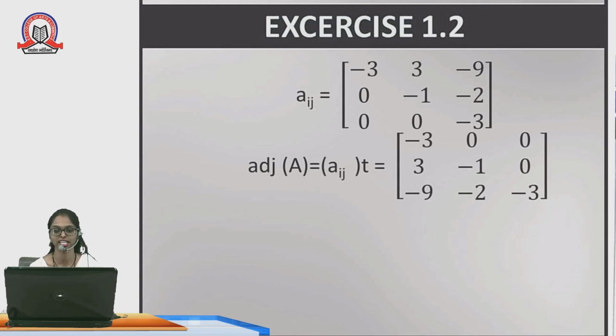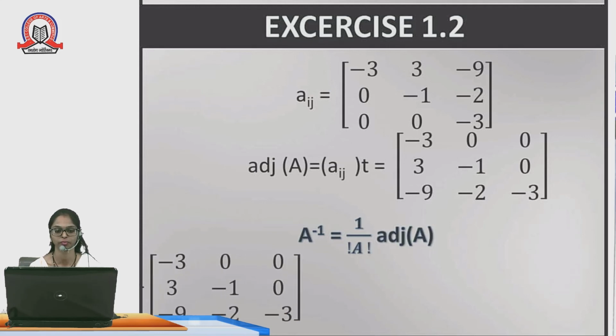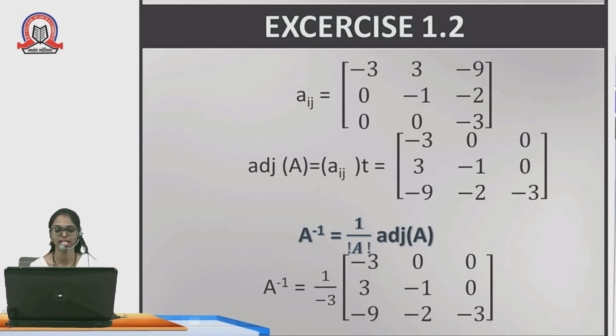Then we get the final matrix: minus 3 0 0, first row. Second row we get 3 minus 1 0 using the Aij elements, and last row is minus 9, minus 2 and minus 3. Now what is A inverse? Use 1 upon determinant of A into adjoint of A. We get the final matrix, determinant is minus 3, multiplied by the adjoint of the matrix. This is A inverse.